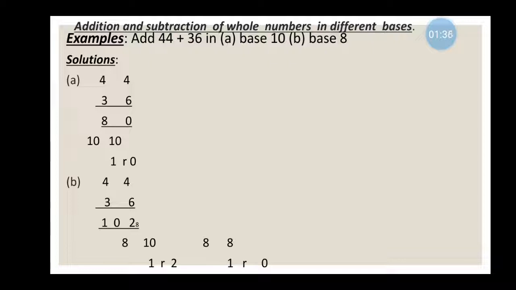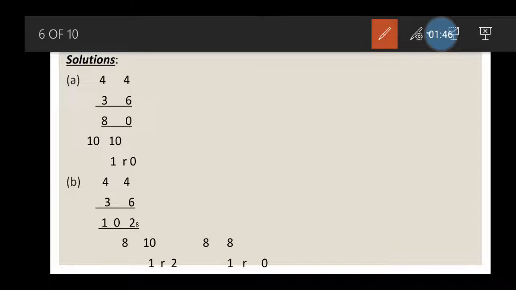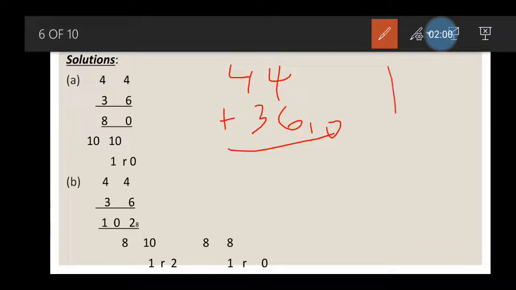Now today, quickly, we are going to be going through the examples: addition and subtraction of whole numbers in different bases. And we have examples there to work with, which is 44 plus 36. So we are adding these two numbers in base 10. In base 10, 4 plus 6 is 10, so we are working in base 10. 10 is equal to 10.